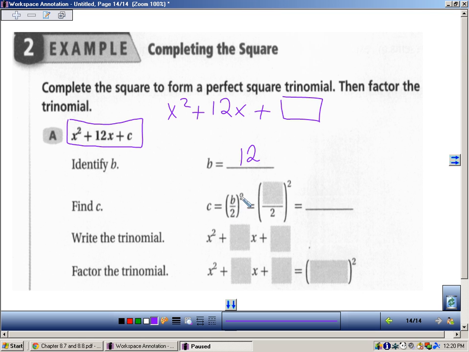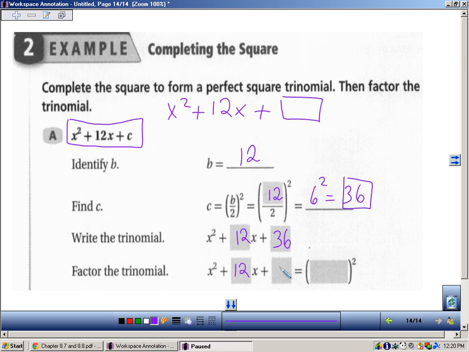So what's b again? It's 12. Divide 12 by 2, and you get 6. And 6 squared is 36. So I'll show the step. 12 divided by 2 is 6. Square it, and you end up at 36. And so the value of c is 36. Okay? So that's what's going to go in this box. So when you write the trinomial, it's x squared plus 12x plus 36. Now, this can be factored into a perfect square trinomial. And so we'll bring this down.